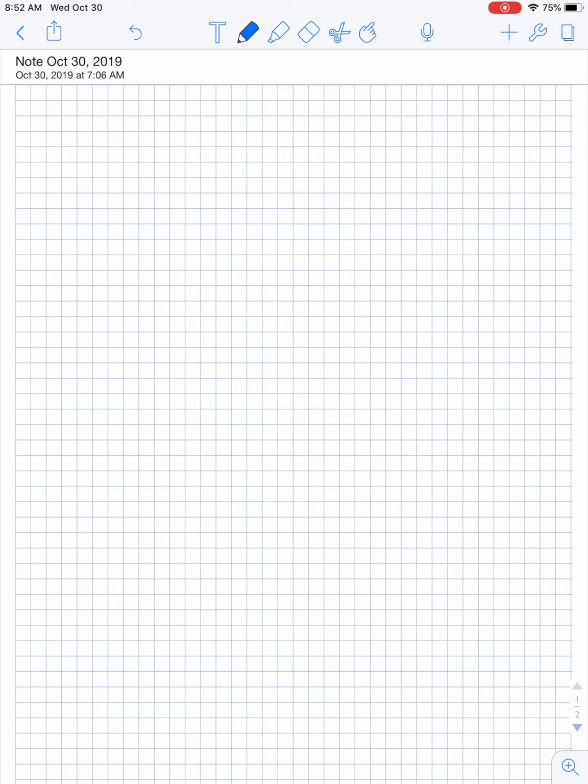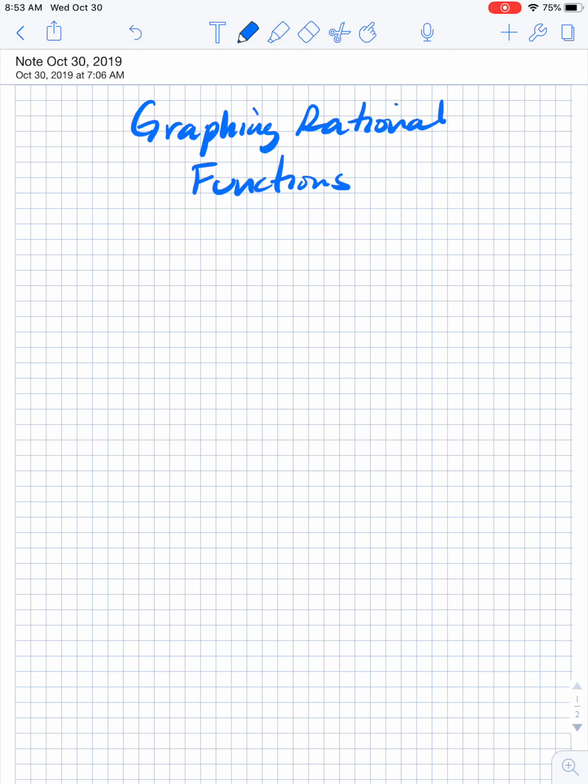So today we're going to be going over graphing rational functions, which is actually really similar to what we did yesterday when we were graphing the reciprocal functions. But there's a little bit more complexity to it. So for graphing rational functions, what we first need to understand is what a rational function is.